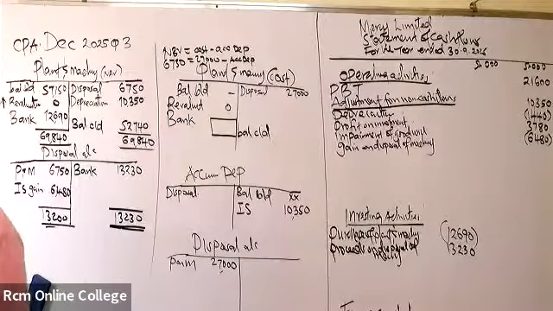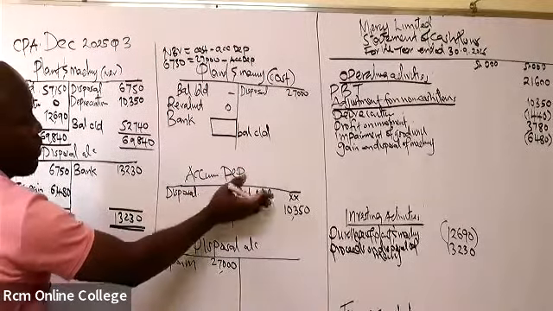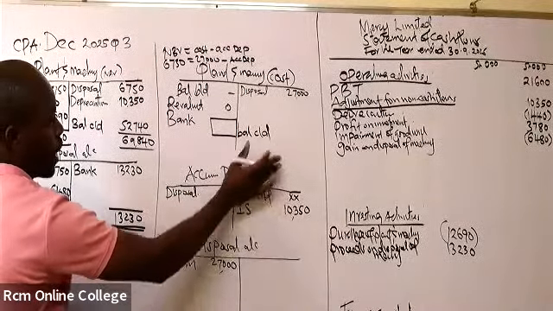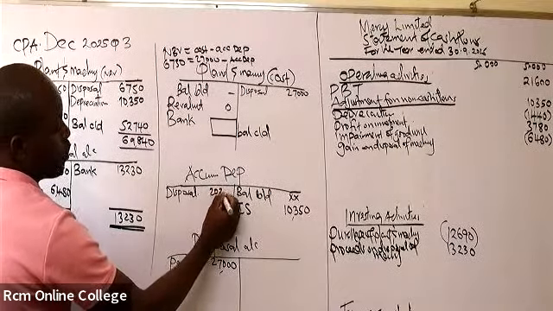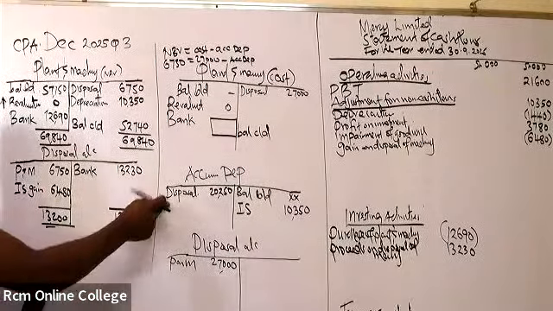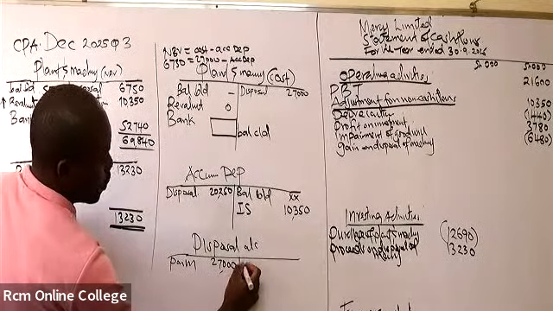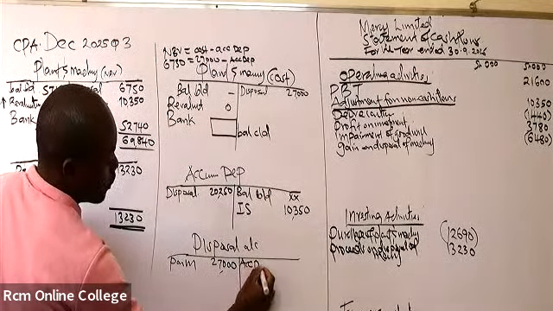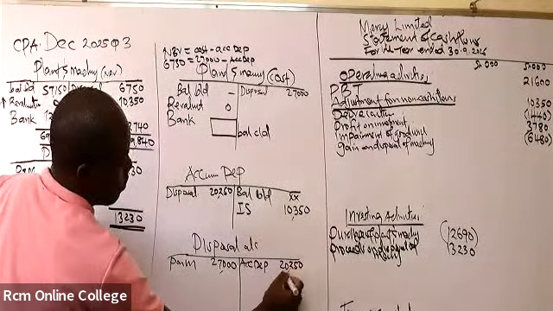$20 to $50. So what we are removing from the accumulated depreciation account, the whole of it, is 20 to 50. Where is it going to? Disposal. Now that it has been debited, it will be credited here, right? So accumulated depreciation is giving us 20 to 50.